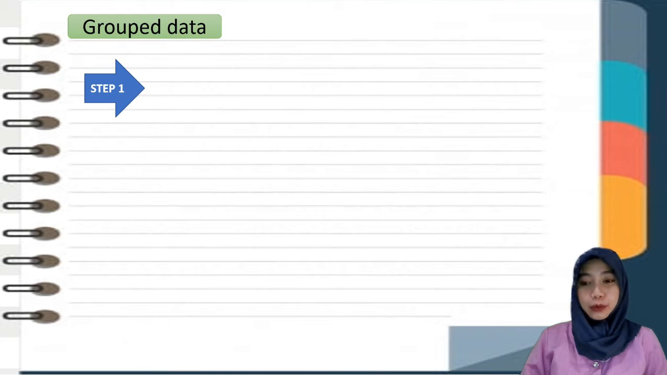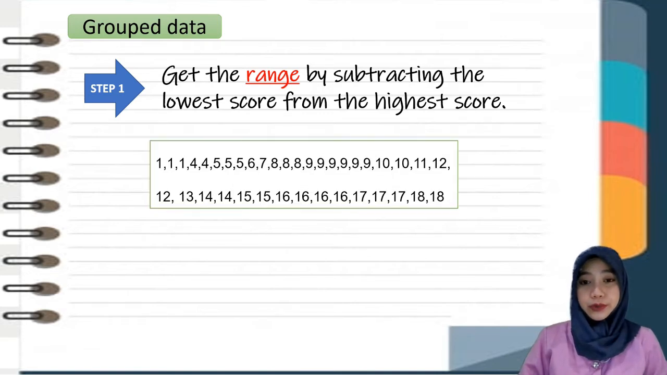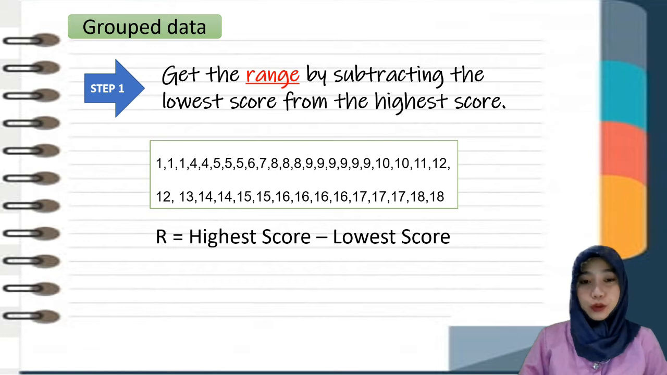In the grouped data, we have to classify and categorize the given set of data. In constructing the frequency distribution table, we have step 1: get the range by subtracting the lowest score from the highest score. Remember that this is our given set of data. The lowest score is 1 and the highest score is 18. Using the formula range equals highest score minus the lowest score, we have 18 minus 1. 18 minus 1 is 17. Therefore, our range is 17.